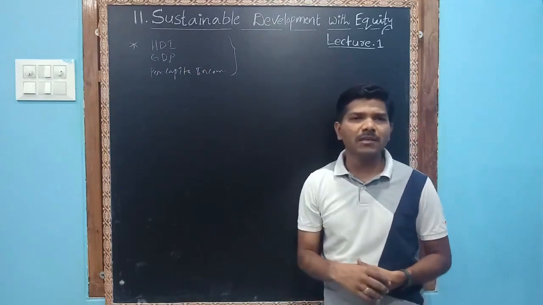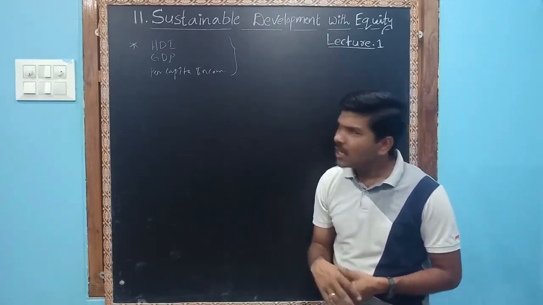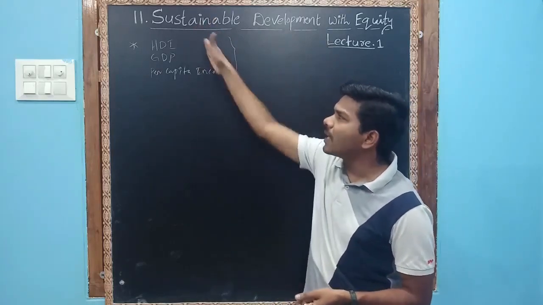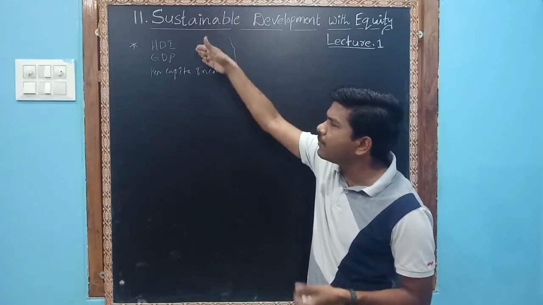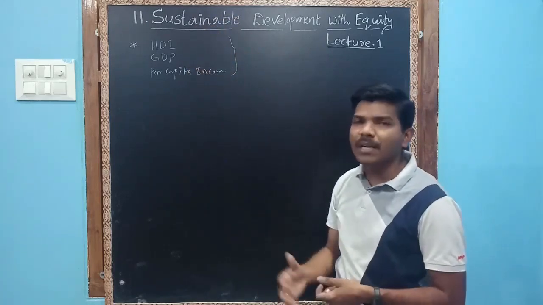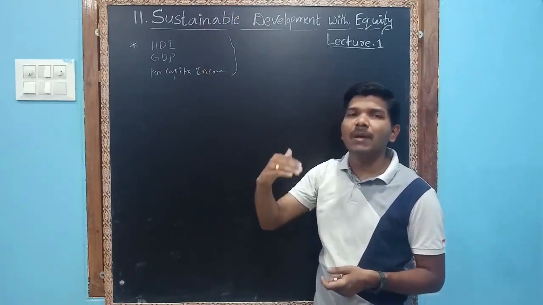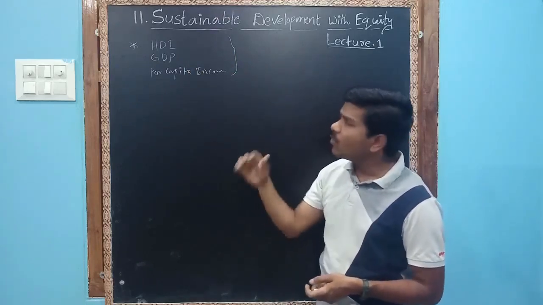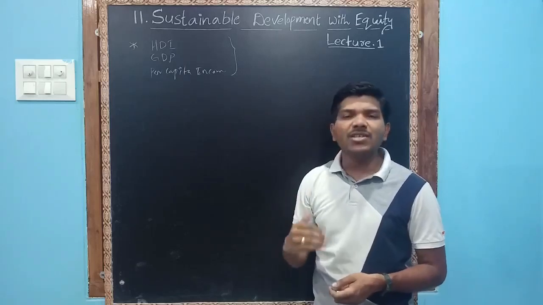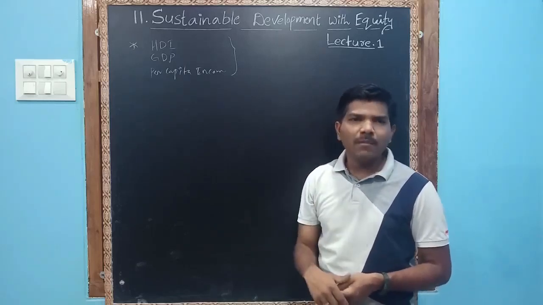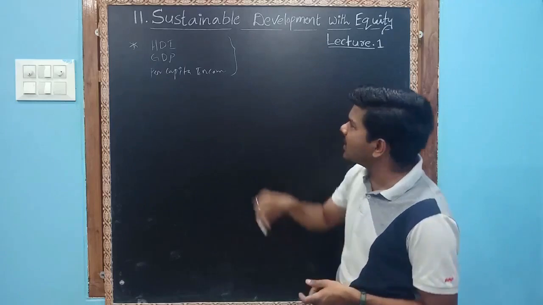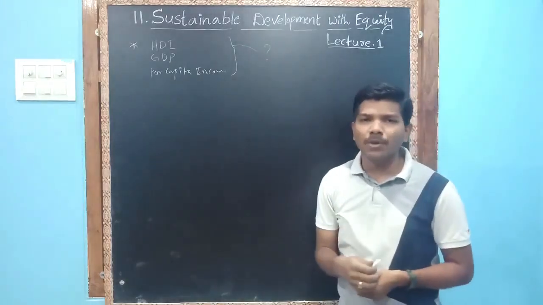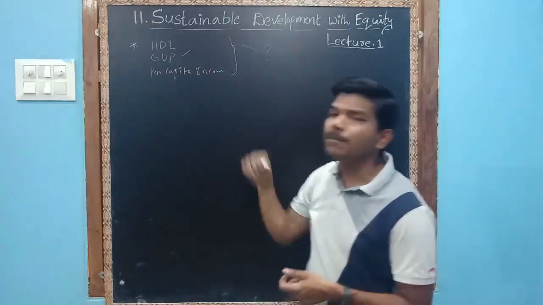Why are we all discussing this? Because development is going on. In numbers, the HDI ranking, the GDP, or the per capita income, we can say that yes, India's per capita income is rising daily. GDP is also rising. India's Human Development Index ranking is also improving. But one important factor is why these are improving. How is GDP increasing?